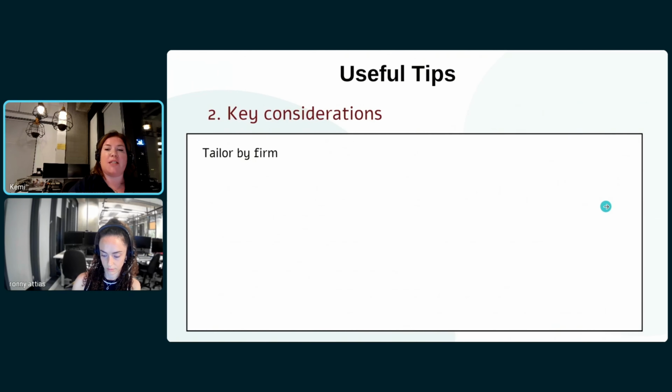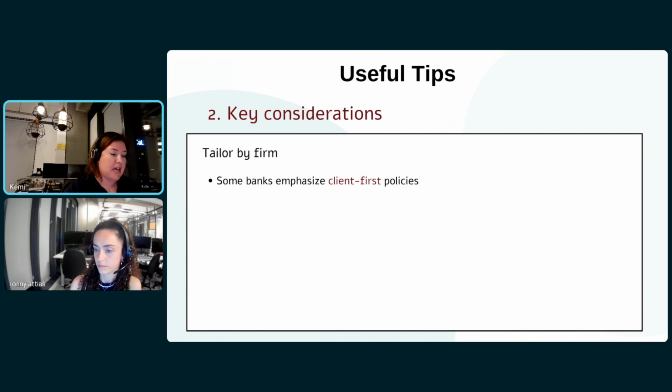Tailor your answers by firm. This is where your homework comes in. Before you do the assessment, go and have a look at the core values of the bank that you are applying for, that you are assessing for. Some banks may emphasize client-first policies. That means, again, sensitivity, empathy, being there to know client needs and prioritizing them.